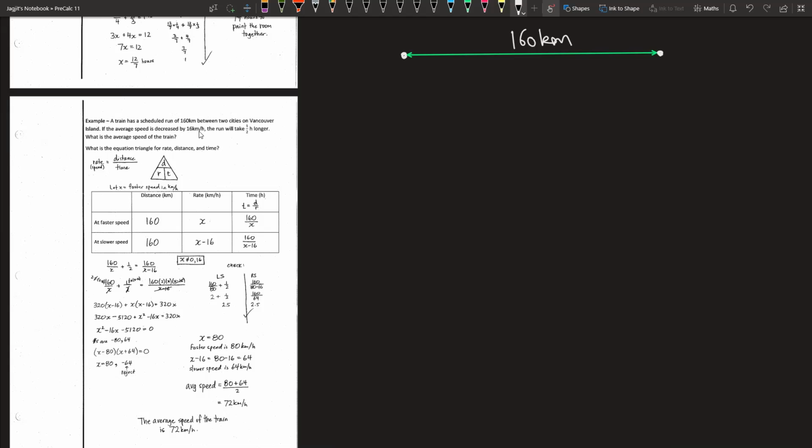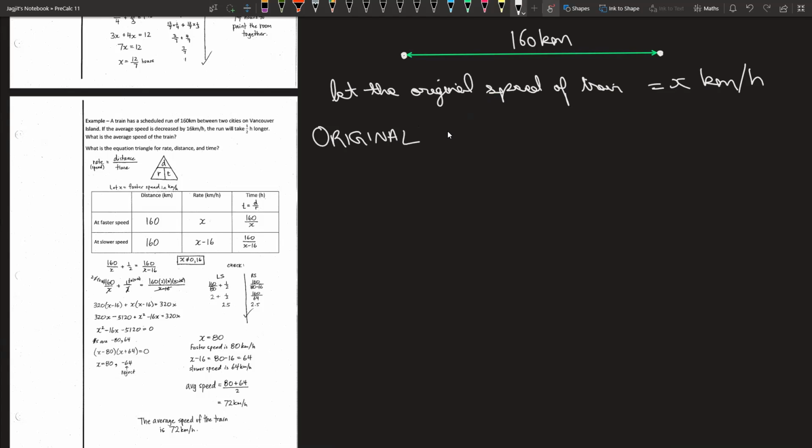Now they say if the average speed is decreased by 16, so we don't know the speed of the train. What I'm going to say is, let the original speed of the train be equal to X kilometer per hour. Then they say if the speed is decreased by 16 kilometers, the run will take half an hour longer. So you have 2 scenarios. Case 1 is when it's moving at original speed.